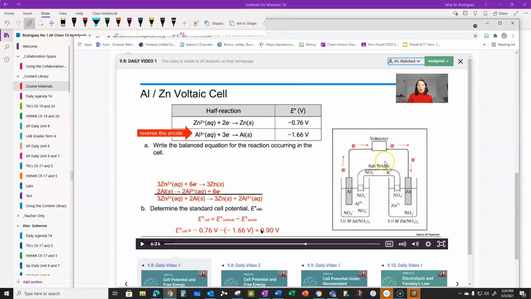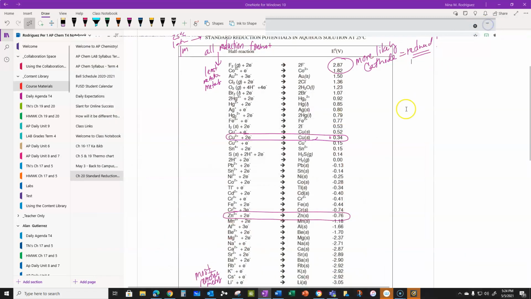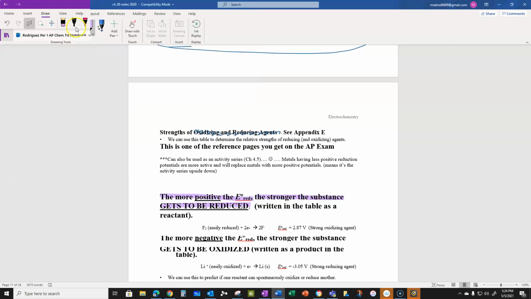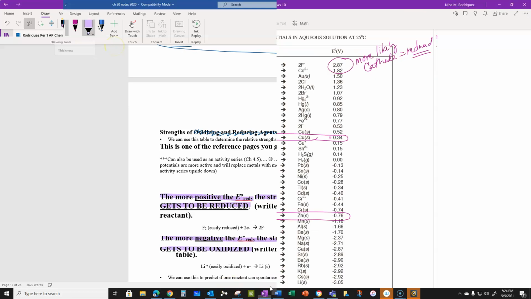So even if you don't have this cute little picture here, looking for the one that's most positive, ding, ding, ding, is the cathode. That's how you also do it. The more positive, the more likely it is to be reduced. The more negative it is, the more likely it will be oxidized. So down here, more likely to be the cathode, and up here, more likely to be oxidized, which means the anode.